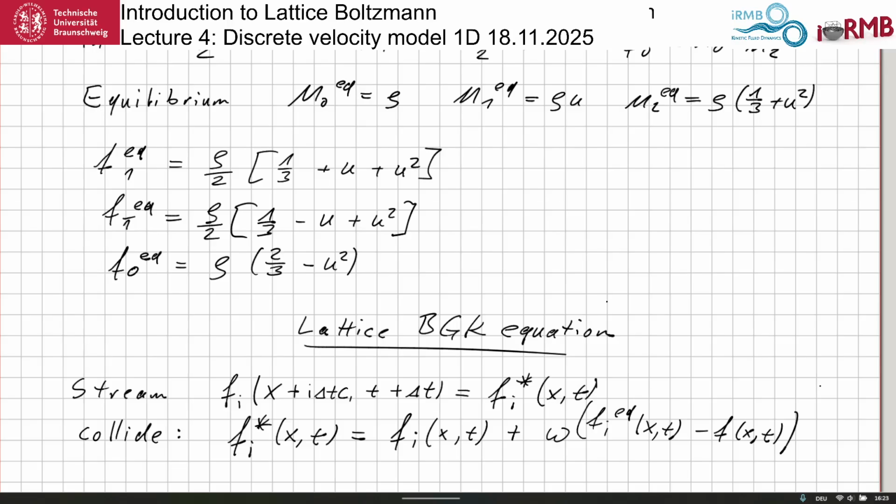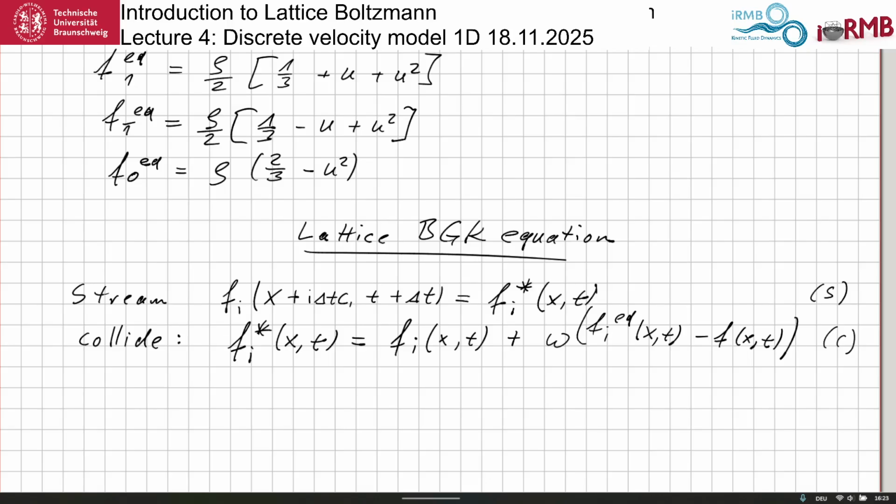So this up here we call the streaming and this here is the collision. And we call this fi asterisk the post-collision, and fi we call the pre-collision. And omega we call the collision frequency, so it's the inverse of a time, so it's a frequency.